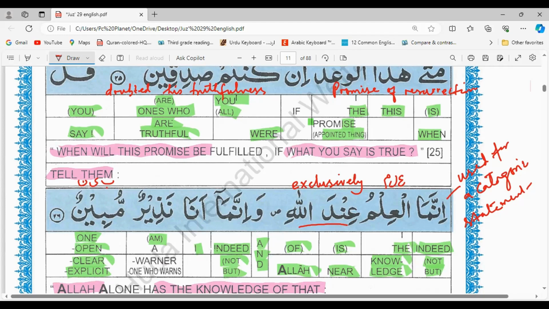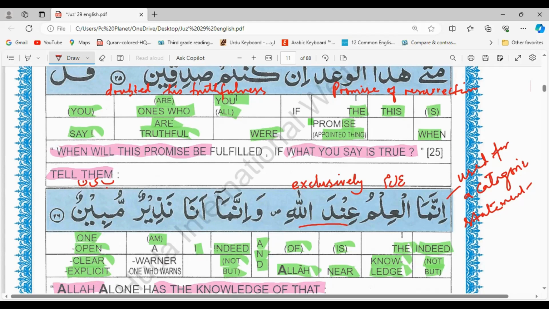Wa innama, and again innama, the same word is repeated here. Ana, as Ambreen was just telling you, ana means I, and it's a short na sound here. Ana, not aana. Ana nadhirun mubin. Nadhir, you have done it already, which means warner. The caretakers, the guards of hell, were asking the disbelievers, didn't you have a warner? And they said that yes, we did have one, but we just refuted him. Wa innama ana nadhirun mubin.